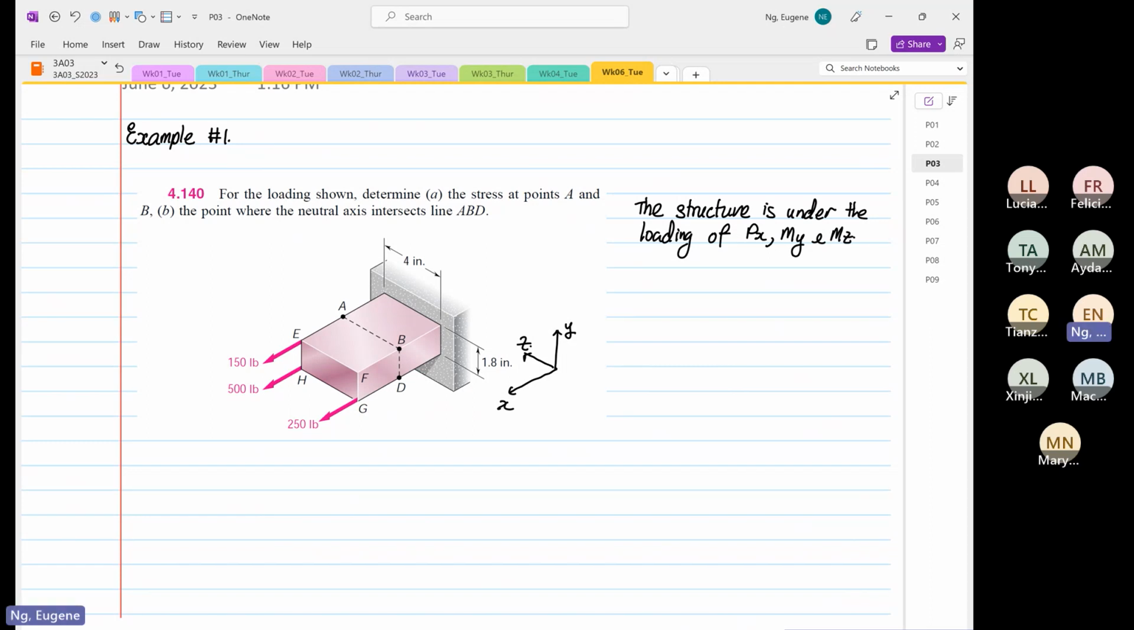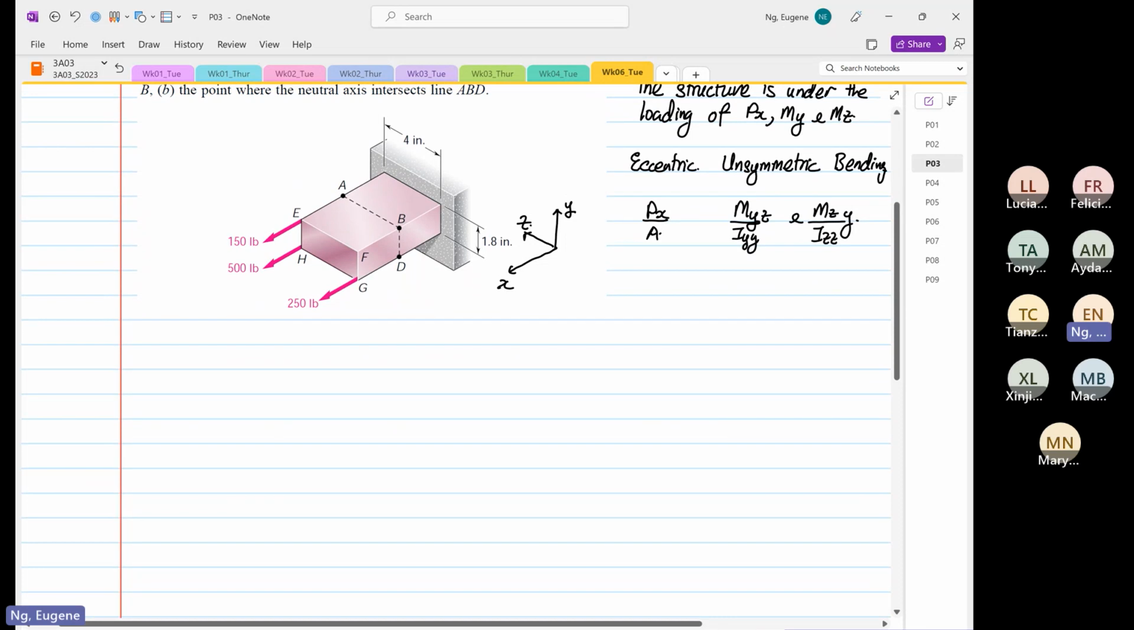Okay, so from here we are able to identify that this is eccentric. The eccentric is due to Px over A. This is the one causing the eccentric, unsymmetrical loading or bending. And the unsymmetrical bending is because of My over Iyy multiplied by z and Mz over Izz multiplied by y. So that is the contribution of the unsymmetrical bending. Okay, so from here, now I have developed a way of solving this.